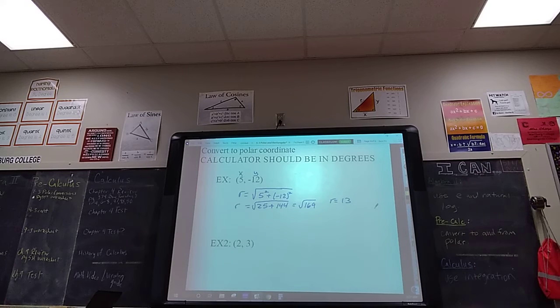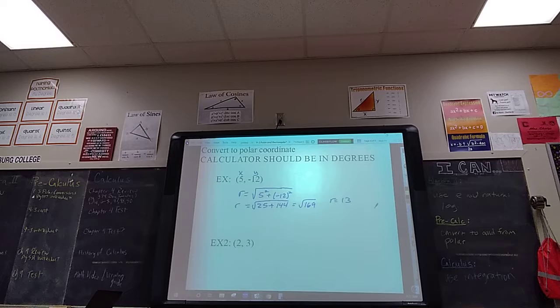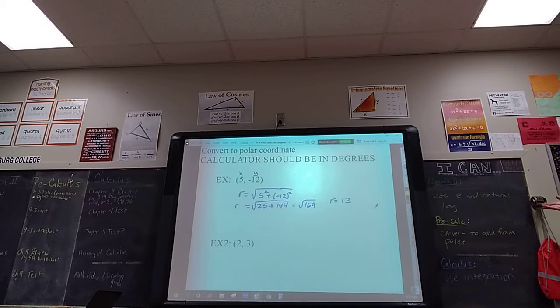Okay. So if it doesn't square root evenly, that's fine. Go ahead and square it out. But if it does square root evenly, I said square root it all, so you're never going to leave it as a square root, so r is 13 in this case. So this time we got a whole number, sometimes you'll have a decimal, but always do that square root, okay?